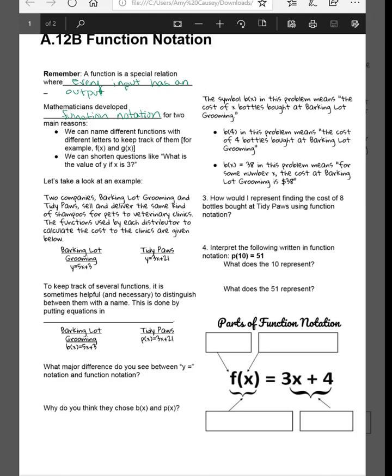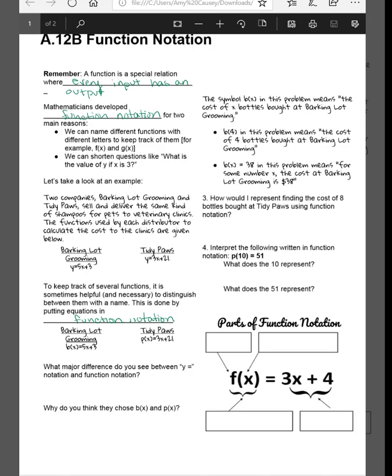To keep track of several functions, it is sometimes helpful and necessary to distinguish between them with a name. This is done by putting equations in function notation. Barking Lot Grooming can use b of x equals 5x plus 3, and Tidy Paws can use p of x equals 3x plus 21. This is so Barking Lot Grooming and Tidy Paws don't both begin with y.